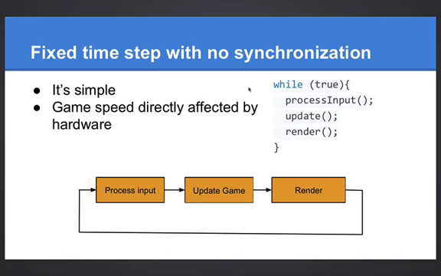Early video games had the luxury of being made exclusively for specific hardware. Therefore, they were carefully programmed to do just the right amount of work to make the game render at the right speed on that platform. The only advantage of the fixed time step with no synchronization approach is its simplicity. You can see the most basic pieces of the game loop in the scheme. The process input method handles any user input since the last call. Update advances the simulation of the game by one step, and render draws the current game state on the screen.